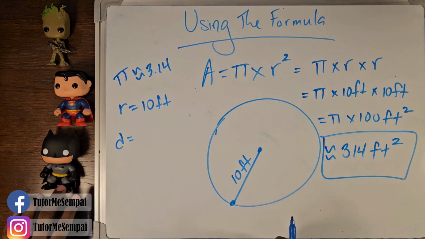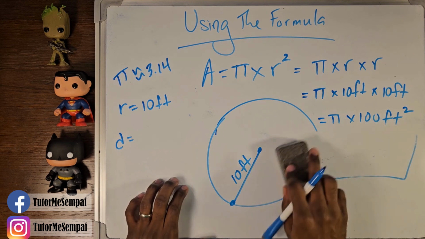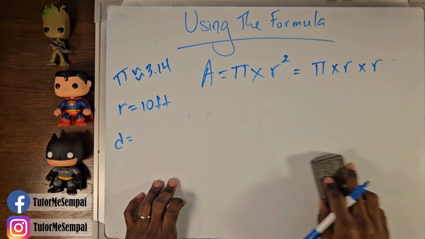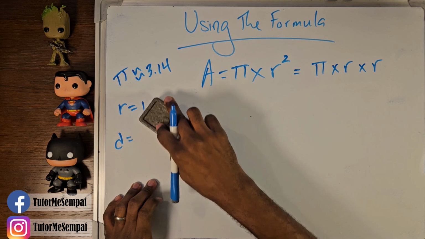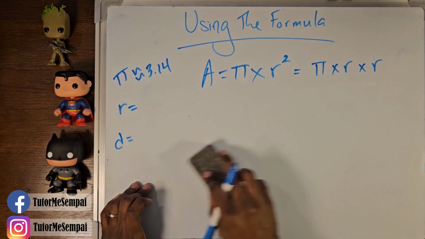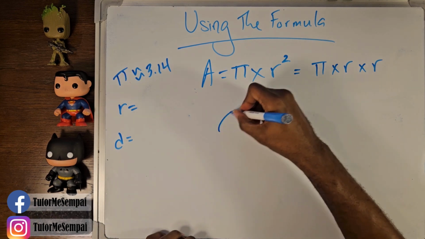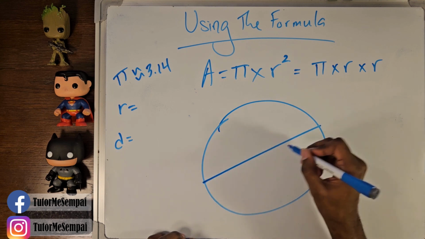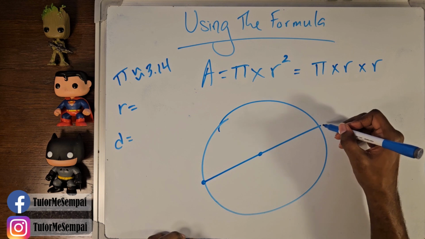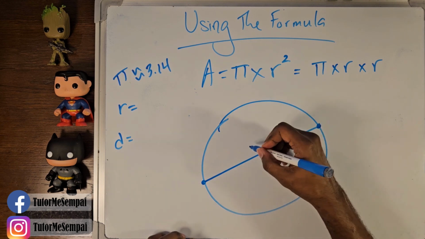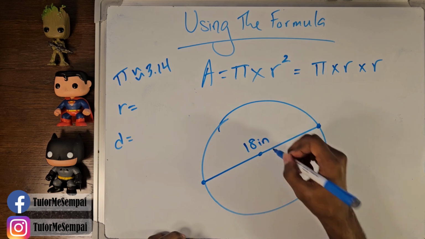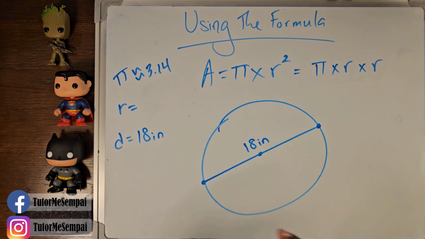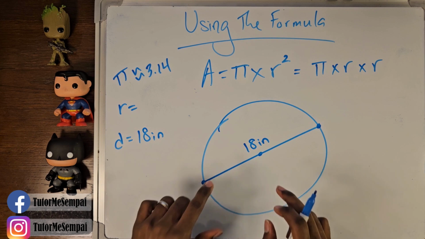Let's jump into one more circle and really put our formula to the test here. So we've been working pretty well with this radius, but let's say we aren't given the radius. Instead of the radius, let's say we have this circle. So we have a circle and we have the diameter going through the center. So we know it's the diameter. And the diameter is 18 inches. So the whole diameter is 18 inches.